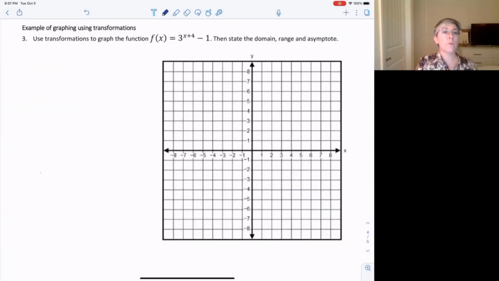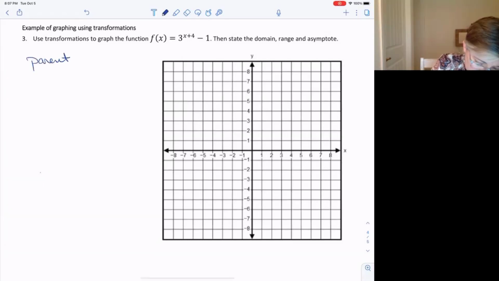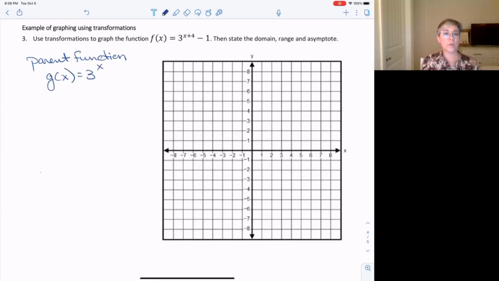So in example 3, we're going to use transformations to graph the function f of x equals 3 to the power of the quantity x plus 4, and then the entire function minus 1. And then we want to find the domain, the range, and if there is a new horizontal asymptote. Well, we first want to start with the parent function. So we'll say the parent function is g of x, which equals 3 to the x. So that's before we shift in any direction.